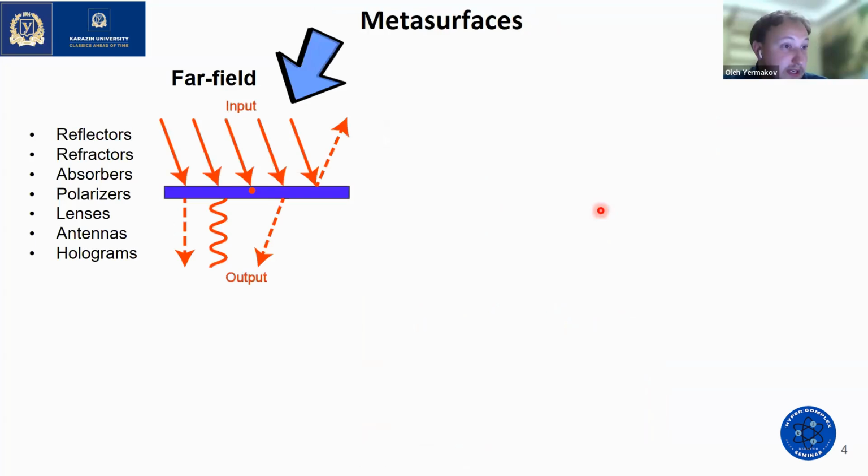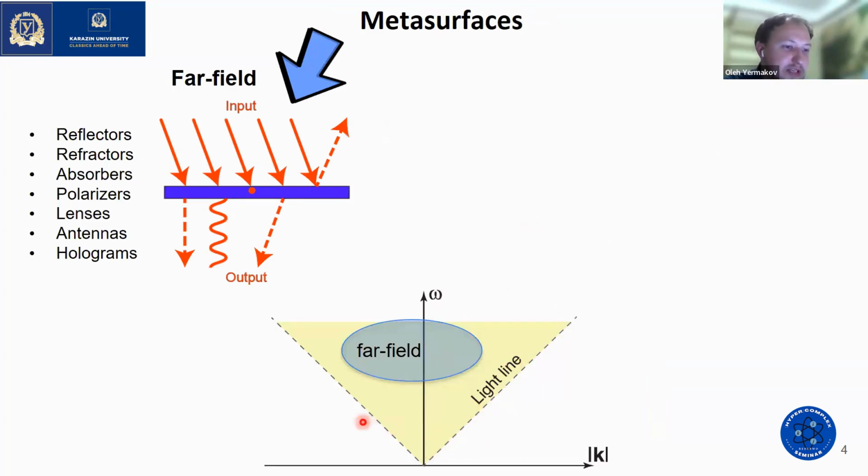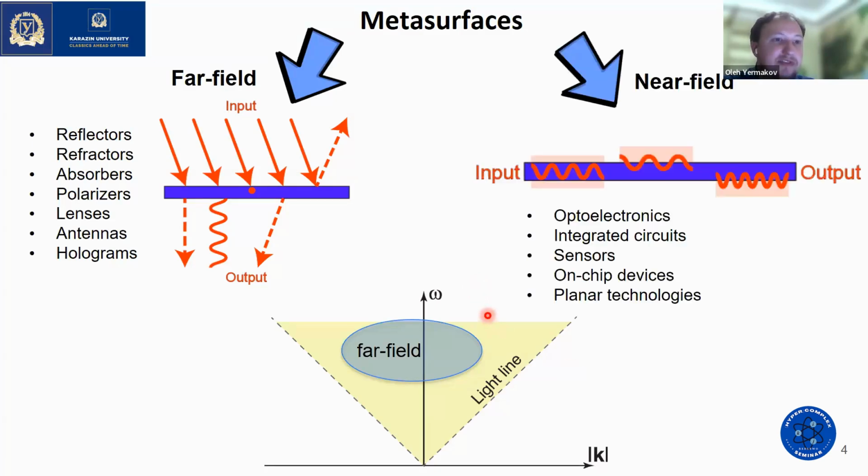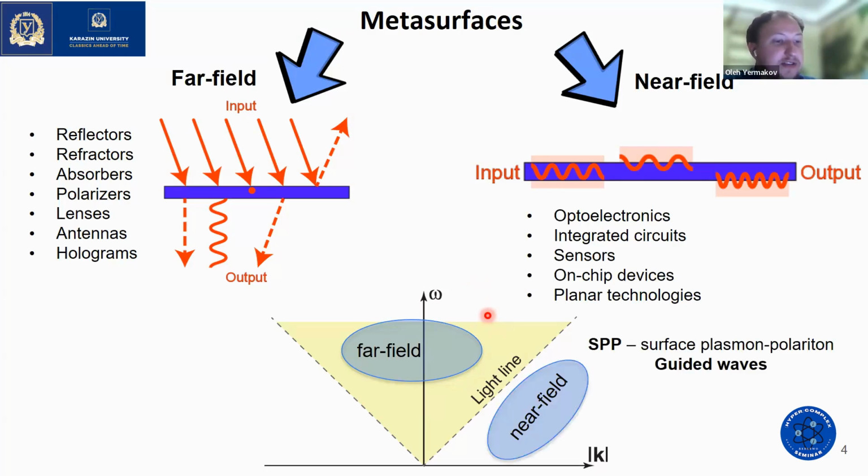Okay, and we can divide all the applications related to metasurfaces into 2 branches. In the far field, we consider the metasurface as reflectors, refractors, absorbers, polarizers, lenses for plane waves. In this case, we are working inside the light cone in the dispersion diagram, so the dependence of energy on momentum, or frequency on the wave vector. However, for some applications, we need to manipulate highly localized light, light propagating almost in 2-dimensional space. And in this case, we go under the light line into the so-called near field or dark field region. The typical carriers of near field localized light are surface waves, surface plasmon polaritons, and guided waves.